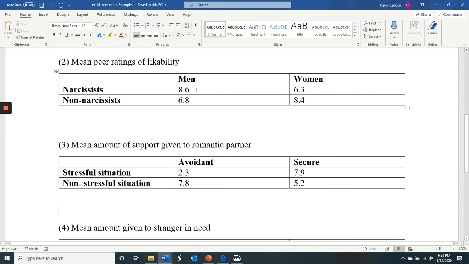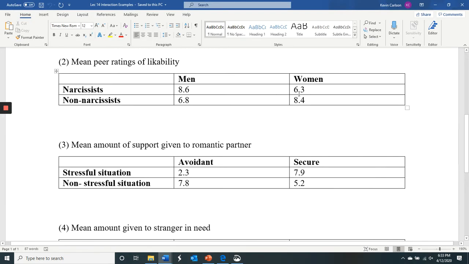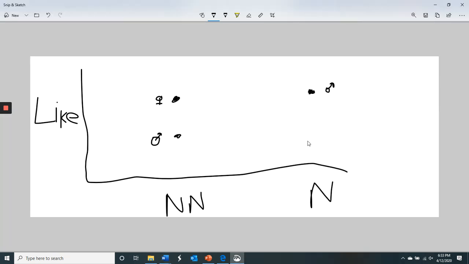And then we have narcissists, men 8.6, women 6.3. So men is 8.6, which is a little bit around here. So again, that's men. And women were, I think, 6.3, but let me check. Yep, narcissist women, 6.3. So that's down here somewhere. Again, that's women. We can draw it properly. So we want to connect the lines. Women's dot with women's dot, and the men's dot with the men's dot.